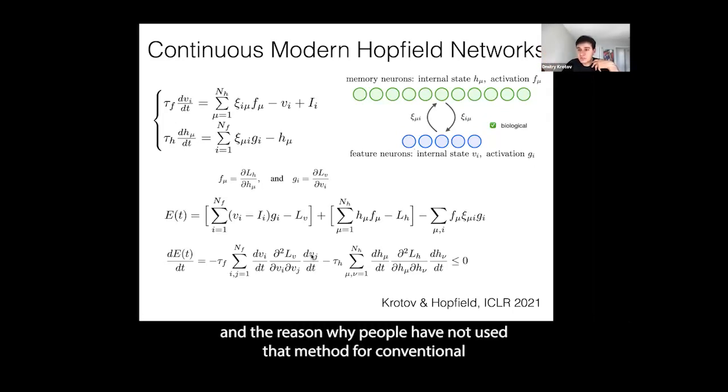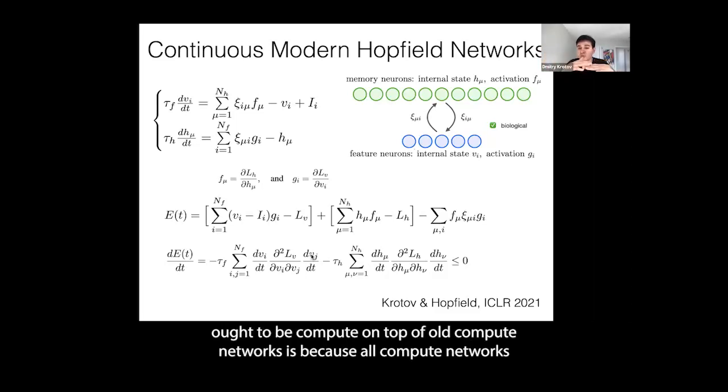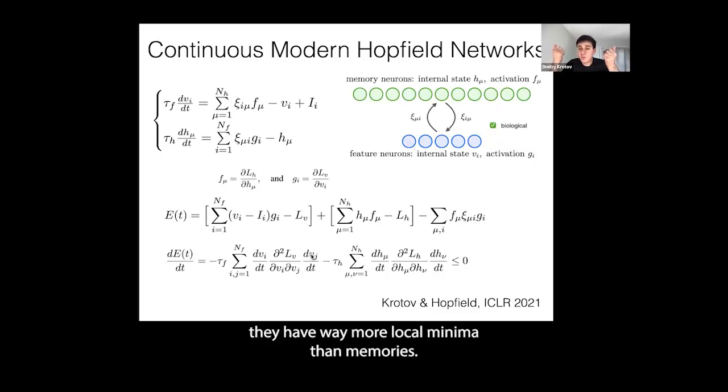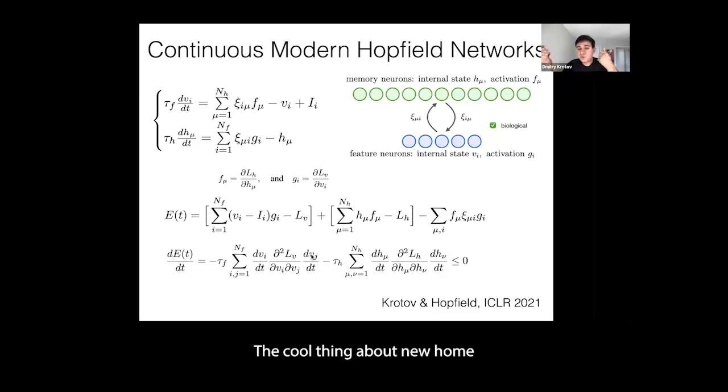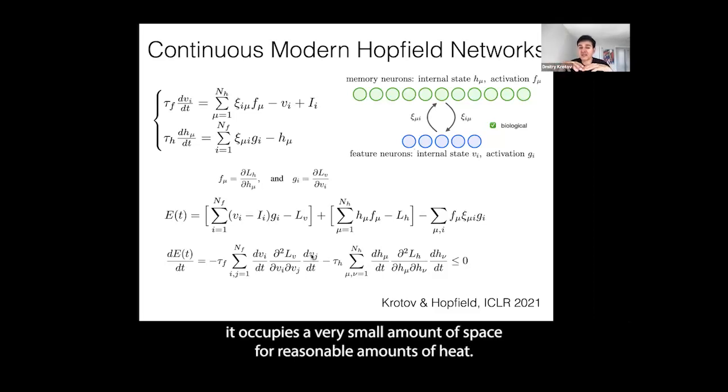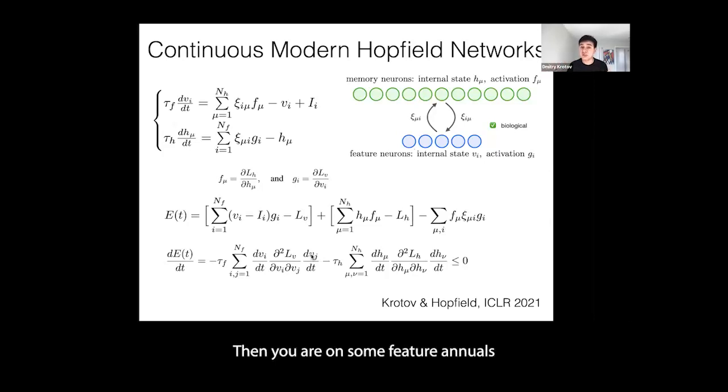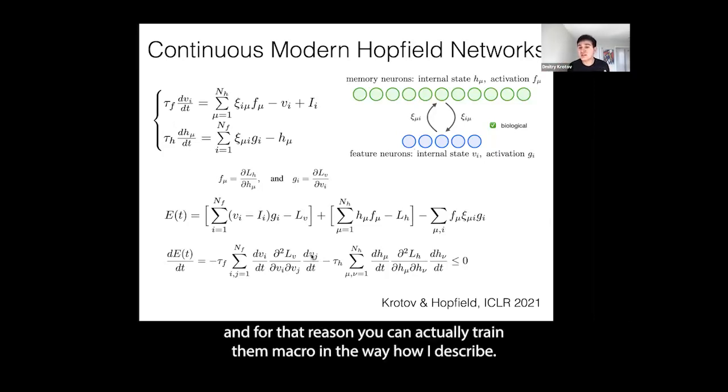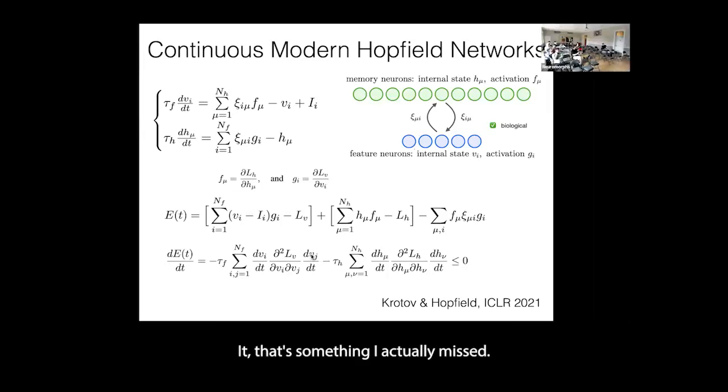And the reason why people have not used that method for conventional RBMs built on top of old Hopfield networks is because old Hopfield networks have way more local minima than memories. The majority of the local minima in those systems correspond to spin glass states. The cool thing about new Hopfield networks is that the spin glass phase is suppressed in them. It occupies a very small amount of space for reasonable numbers of hidden neurons and feature neurons. And for that reason, you can actually train them with backprop in the way I described. So that's something I actually missed here.